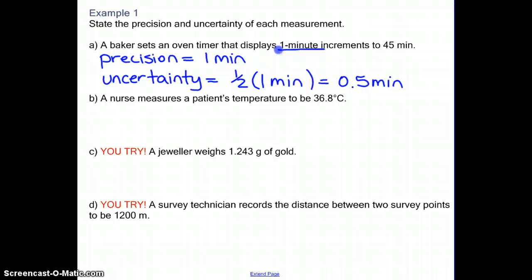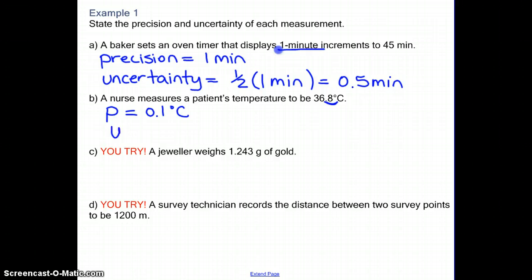So B, a nurse measures a patient's temperature to be 36.8 degrees Celsius. What would be your smallest unit of measurement on this thermometer? 1 degree Celsius? No, because there is something smaller. Okay, you'll notice that there's actually a decimal place. So since there's a decimal place, we really just want to count the number of decimal places, and that would be our smallest unit. So here, this has a tenths place in the decimals. So that would be your smallest unit. So our precision would equal 0.1 degrees Celsius, because there's one decimal place.